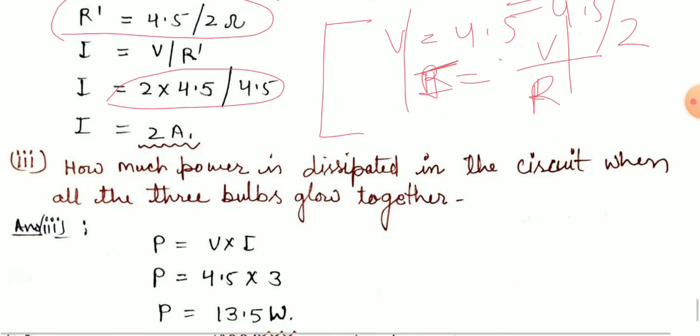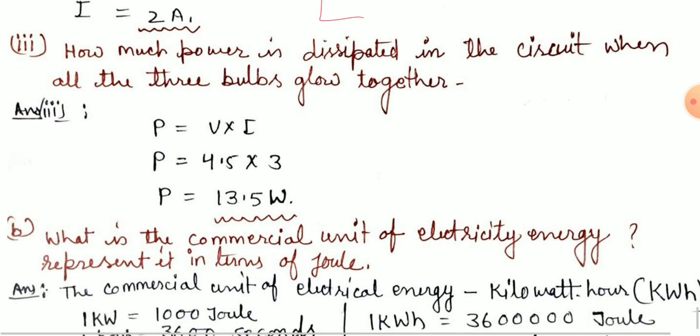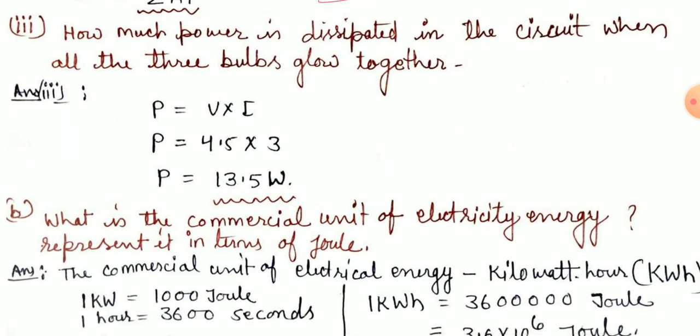Third part is how much power is dissipated in the circuit when all the three bulbs glow together. We know power P equal to V into I. The value of V is 4.5 while I is 3. When we multiply 4.5 by 3, we get 13.5 watt. So the power will be 13.5 watt.